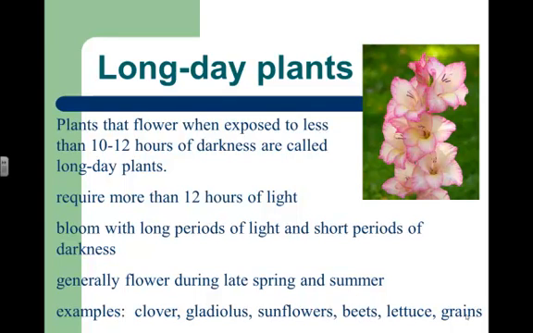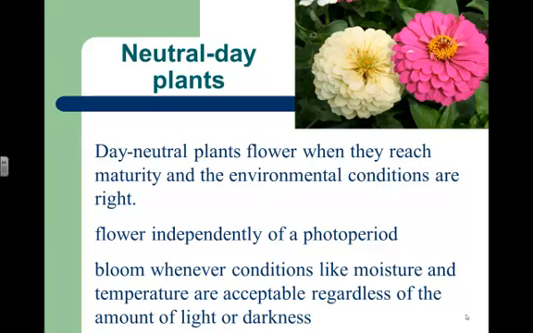Now, a long day plant requires a lot more exposure or duration of sunlight and less of darkness. So plants that flower when exposed to less than 10 to 12 hours of darkness, they're called long day. So they need more than 12 hours of light. So they bloom when the days are longer and the nights are shorter. And generally they're going to flower during the late spring and summer. And some examples: clover, gladiolus is what is pictured there, sunflowers, beets, lettuce, your different grains like oats and barley.